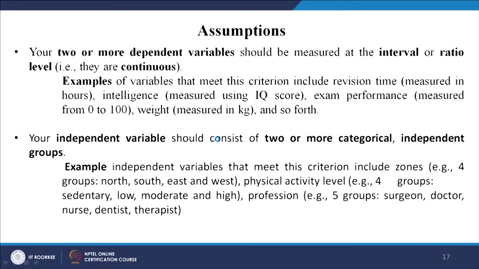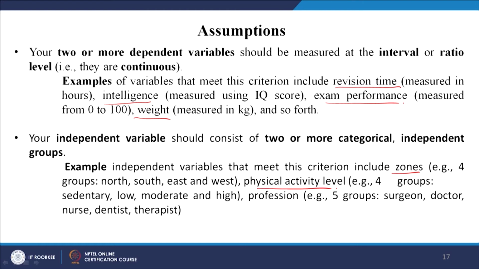So, these are some of the assumptions we will see. Your 2 or more dependent variables should be measured at the interval or ratio level, that is they are continuous. Examples of variables that meet this criterion include revision time, intelligence, exam performance, weight, etc. Your independent variables should consist of 2 or more categorical independent groups. For example, from which zone in India does the person come? North zone, west zone, south zone, east zone, right.